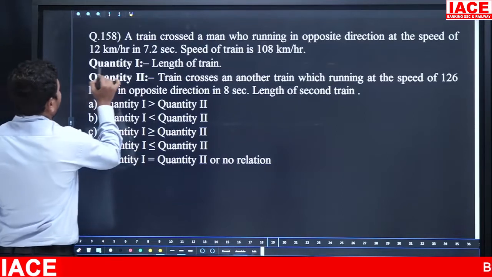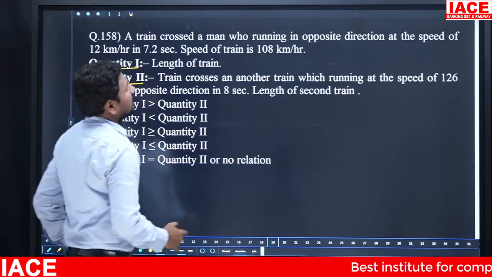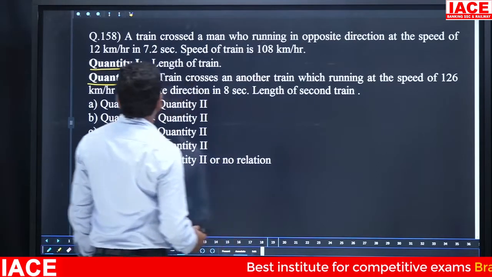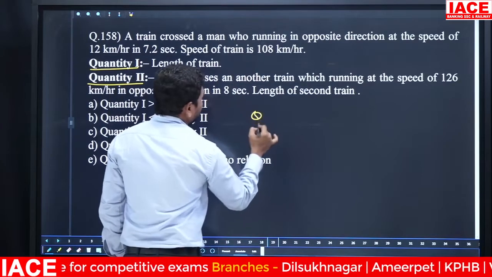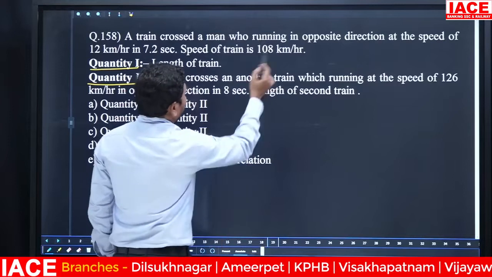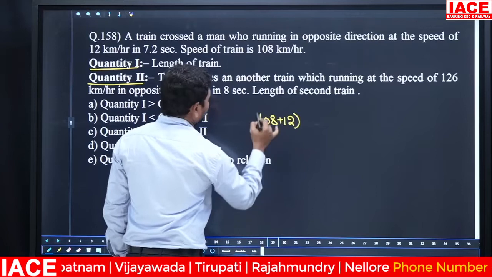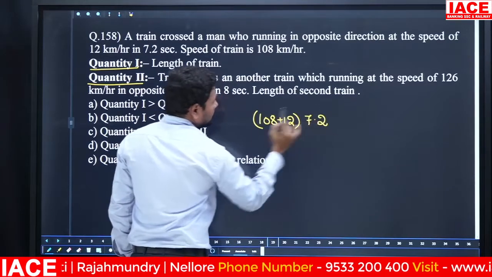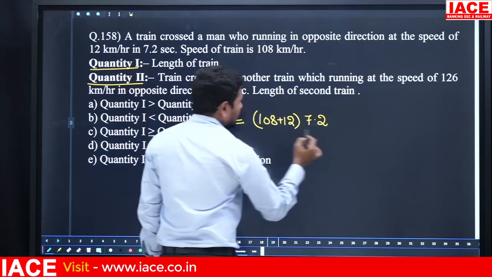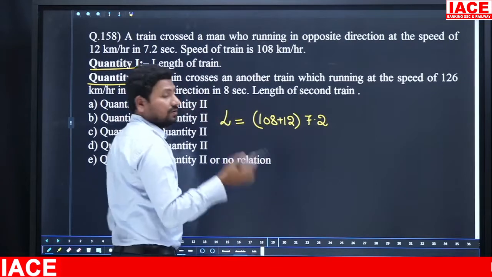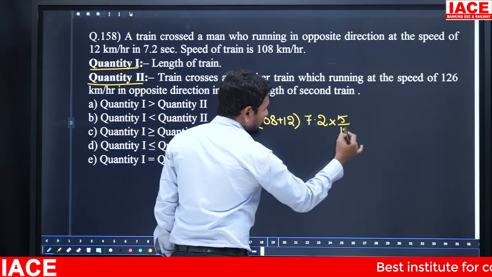Look at the next one. Here is quantity 1 and here is quantity 2. A train crossed a man running in the opposite direction at a speed of 12 km per hour in 7.2 seconds. Speed of the train is 108. Here 108 plus 12, into 7.2. Speed into time gives you the length of the train. Here 108 plus 12 is equal to 120. This is in kmph. To convert kmph into meters per second, multiply by 5 by 18.